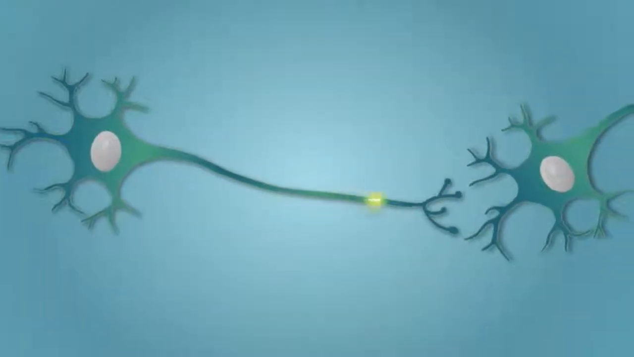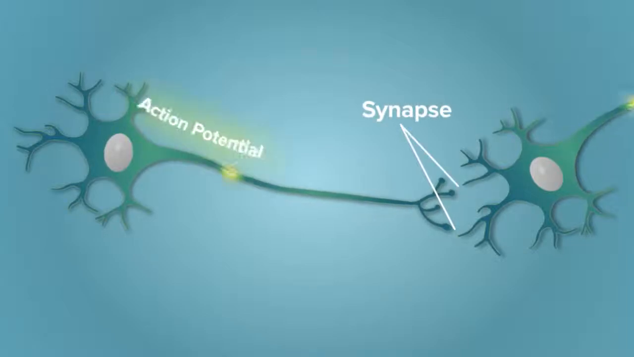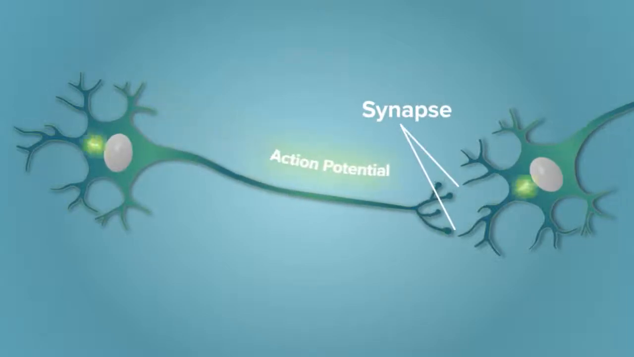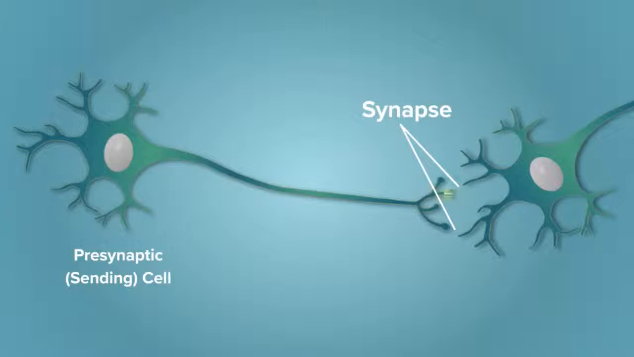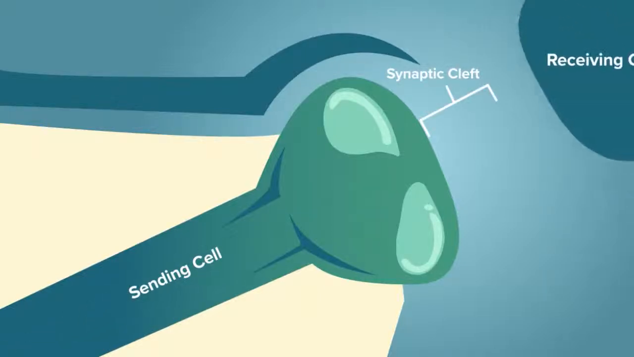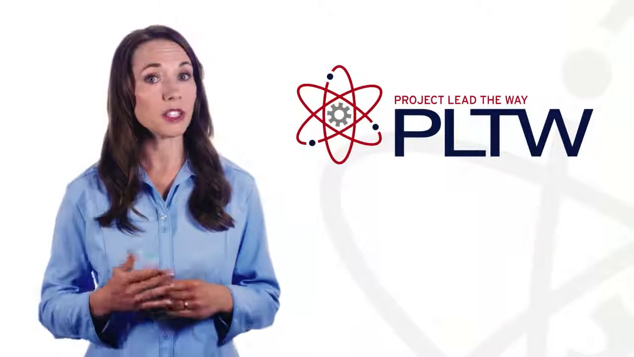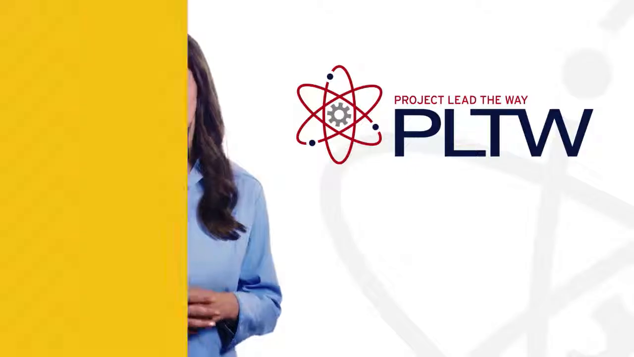Remember that nerve cells communicate with each other at a junction or space between them called a synapse. When the action potential travels down the axon of one neuron, this nerve impulse needs to cross the synapse to get to the receiving cell. Let's zoom in on the synaptic cleft, the small space between the sending cell and the receiving cell. The receiving cell could be another neuron, or it could be a target cell, such as a muscle or gland.